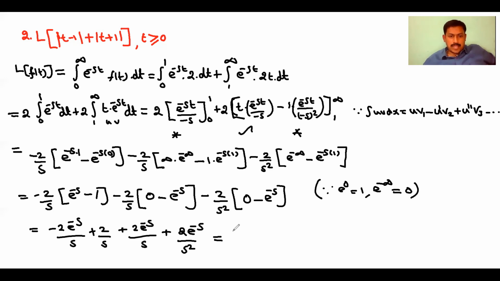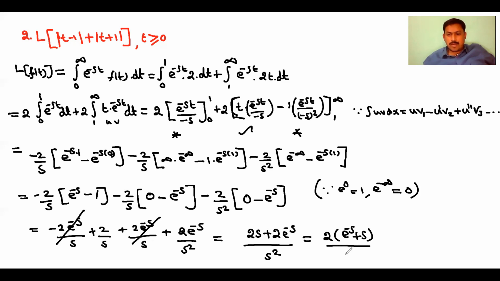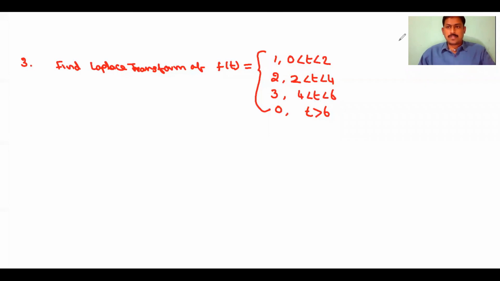So I can take the LCM, as these two terms are the same, I can cancel them. These two are getting cancelled. And I can take the LCM as s square. So here I can get 2s divided by s square plus 2 into e power minus s divided by s square. From that I can take 2 common: 2 times e power minus s plus s by s square is the required answer.